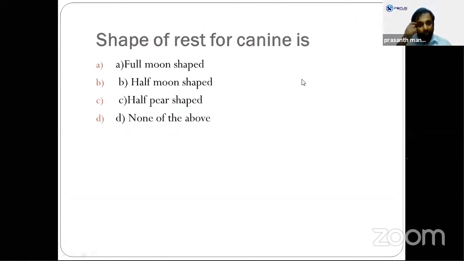Coming to the next question. Shape of the canine rest seat. Full moon shape, half moon shape, half pear shape, none of the above.